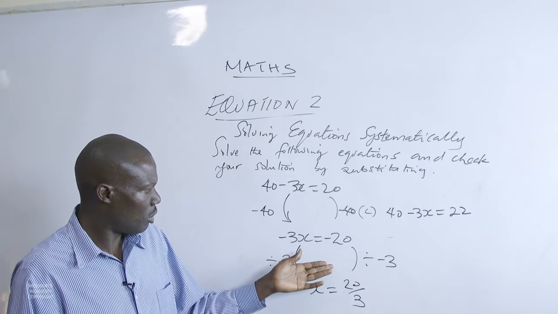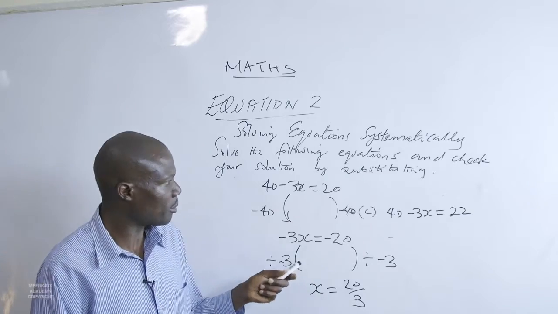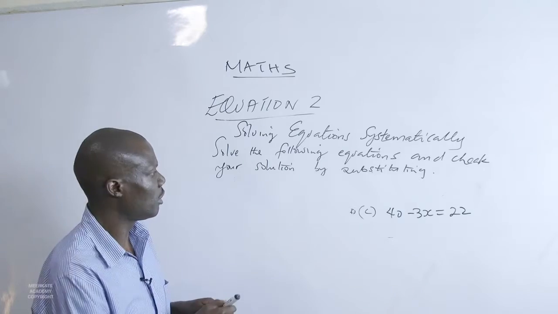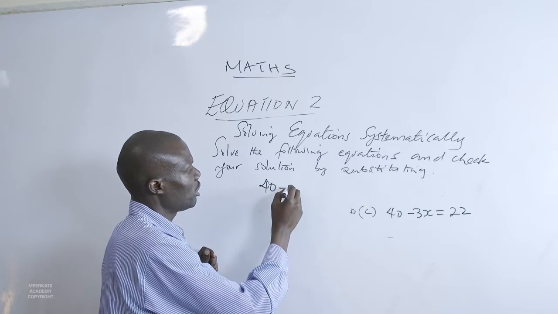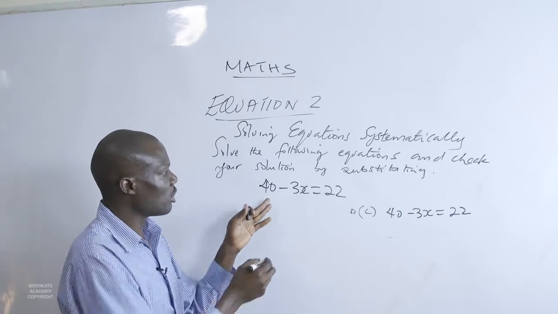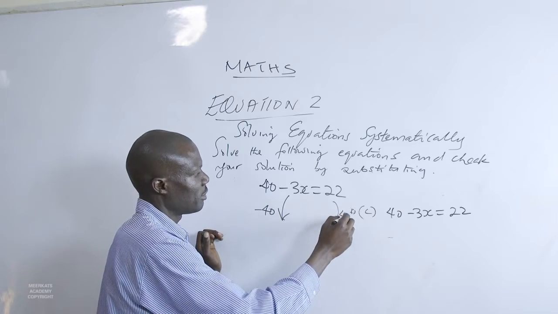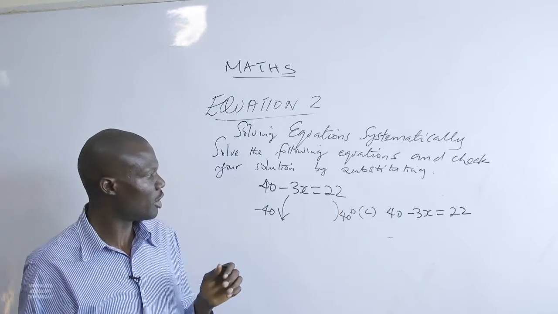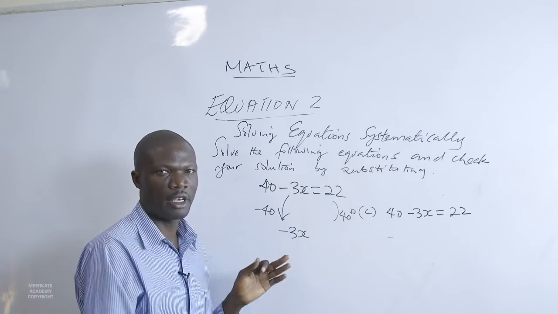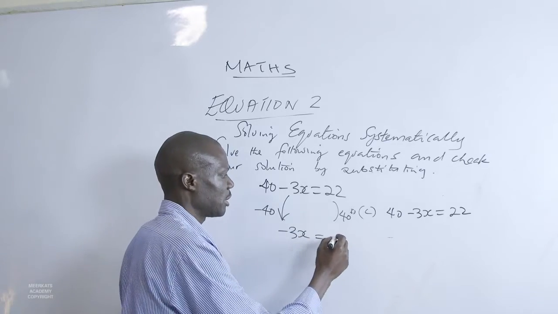Now, looking at this, let us make some correction here. It's supposed to be 22 and not 20. So we have 40 minus 3x equals 22. The first step was to subtract 40 from both sides. And when you do that, you'll find that this side remains minus 3x. And on the other side, we shall have minus 18.